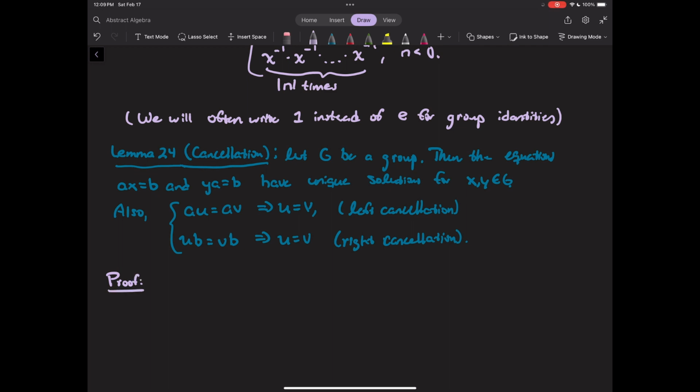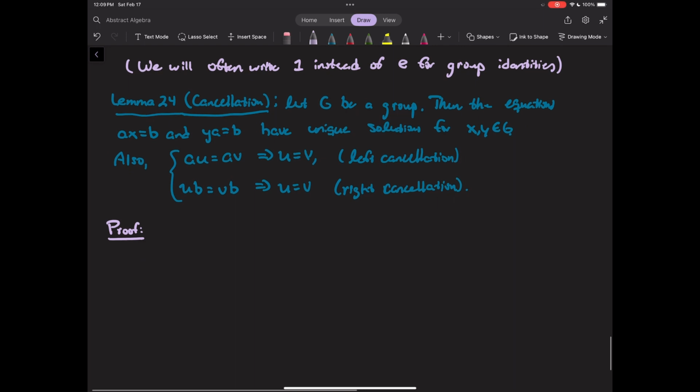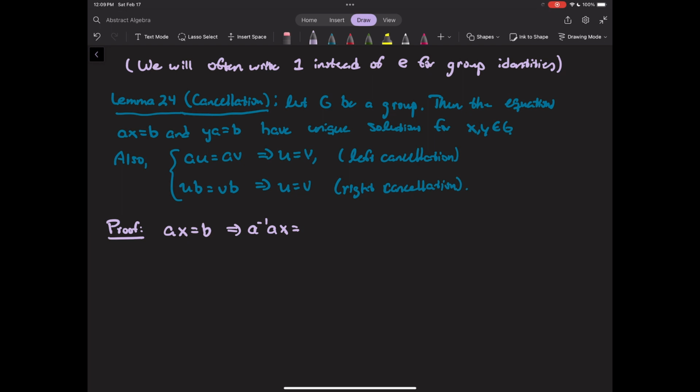Maybe I should use more than 2 colors in a video. All right, let's start with AX equals B. What can we do here? Well, we want to isolate X, right? Well, we know A has an inverse. So it seems natural to left multiply by A inverse. I'm not going to bother writing brackets because we know that they don't really matter in groups. And then A inverse times A is just 1, or E, whichever notation you prefer. So 1X equals A inverse times B, but 1X is just X, of course.